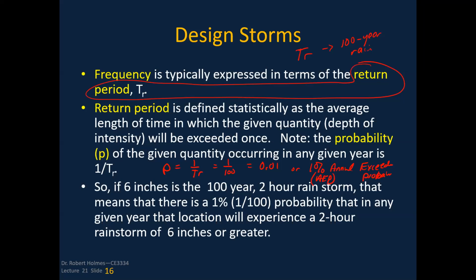So if 6 inches is the 100-year rainstorm, that means that location will experience a 2-hour rainstorm of 6 inches or greater. So again, the intensity is basically in this sense going to be 6 inches. So it's an amount and not an intensity. It's not a rate, it's an actual amount. The duration is what? 2 hours. And the frequency is 100-year, or 1%.